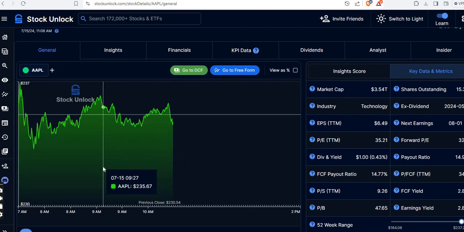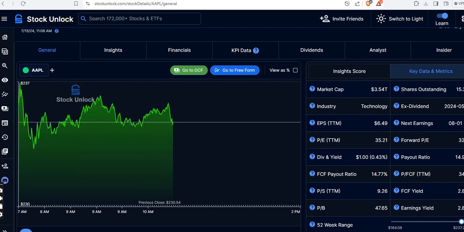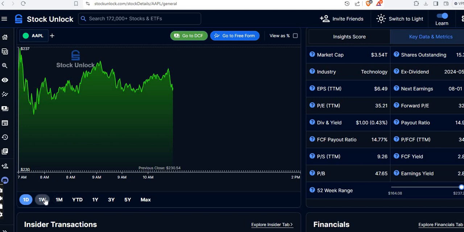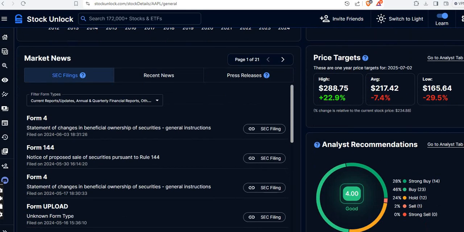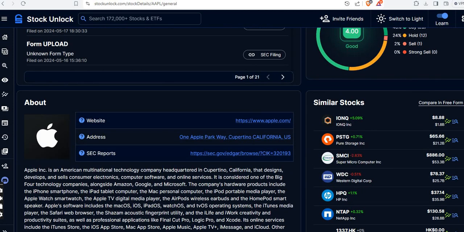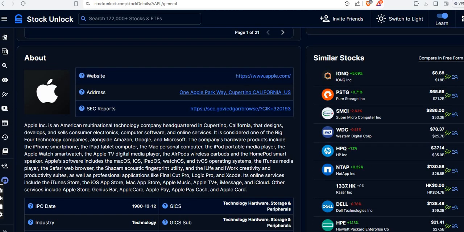So first things first, on the left-hand side, they have the times here. So if you want to screen by the day to see a chart based on the day, the week, the month, the year, 3-year, 5-year, and max. They also have insider transactions here, although they do have a better one in a different spot I'll look for. SEC filings, and then they have a description of the company, when it was founded, etc., etc.